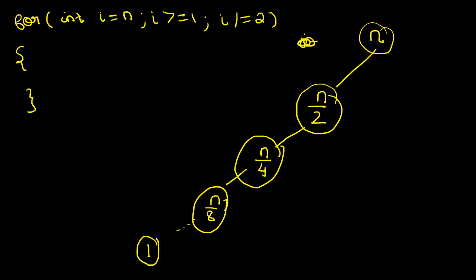Think and tell me. First, let's say if i is equal to 8, okay. So for i equal to 8, the loop will run once. Then i will become 4, the loop will run once. Then i will become 2, the loop will run once. Then i will become 1, the loop will run once.